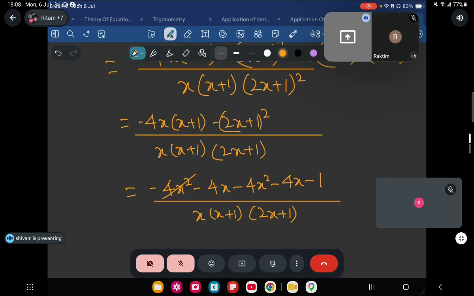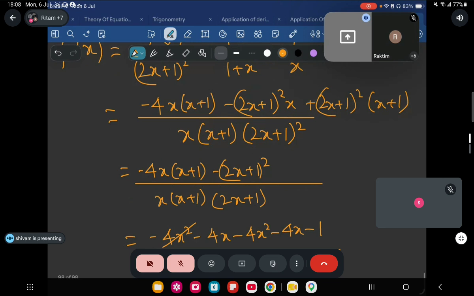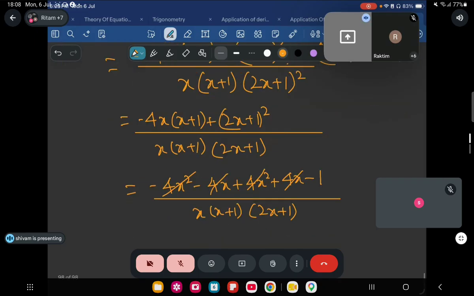Now see, minus 4x square is negative. No, it should be positive. Sorry. This should be positive. So these two will get cancelled. These all things will get cancelled. We'll get minus 1 by x into (x + 1) into (2x + 1) whole square.